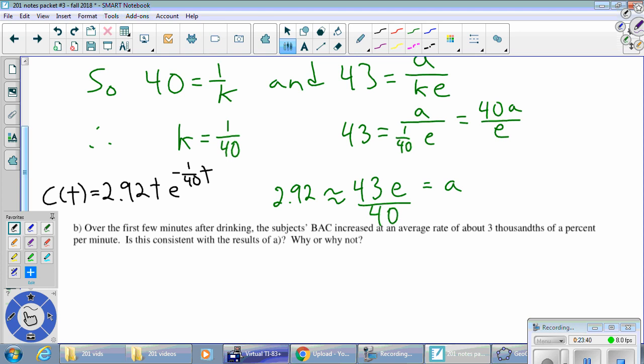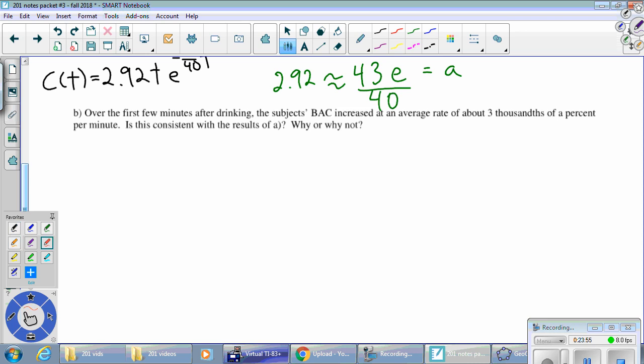Okay, part B. Over the first few minutes after drinking, the subject's blood alcohol concentration increased at an average rate of about 3 thousandths of a percent per minute. Is this consistent with the results of part A, why or why not? Okay, let's analyze here. So over the first few minutes, that means roughly T is 0. And then it says that the blood alcohol concentration increased, so this is talking about a rate of change, C prime. C prime roughly at 0, at an average rate of about 3 thousandths of a percent. So what this is saying is that C prime of 0 is roughly 3.